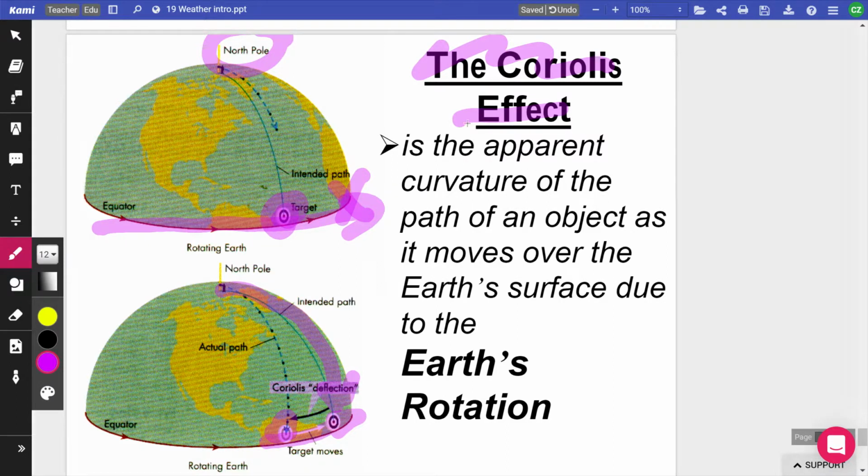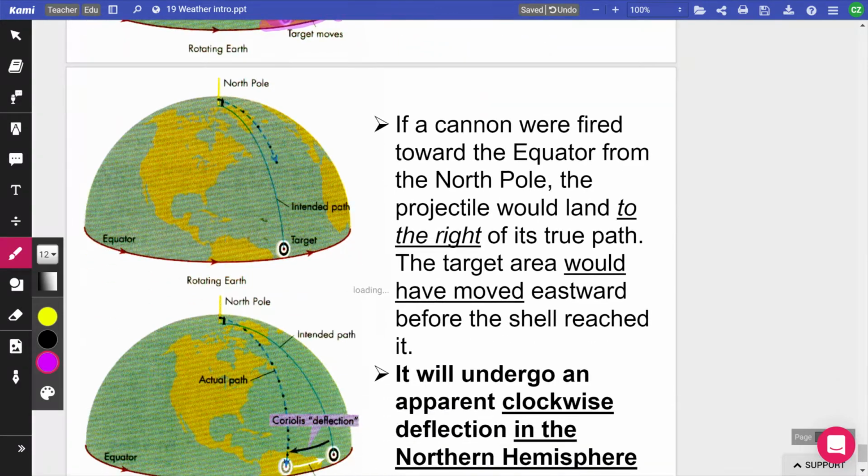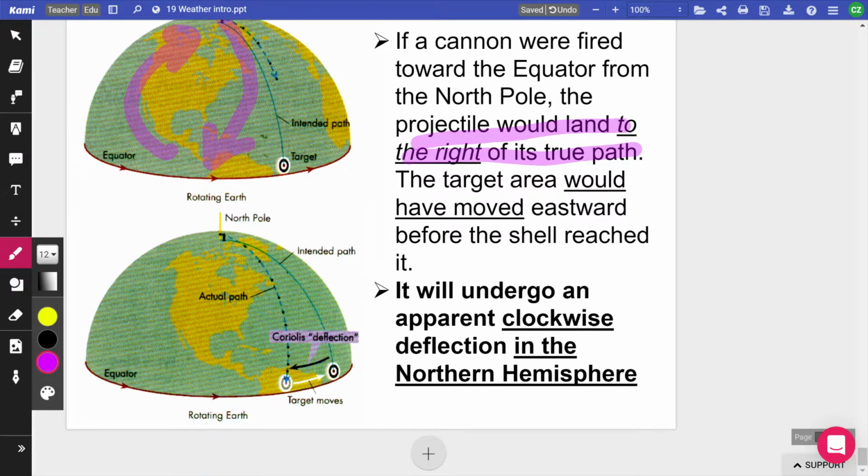So the Coriolis effect definition is the apparent curvature of a path of an object as it moves over the Earth's surface due to Earth's rotation. And we're going to have a video on this as well, right? So look out for an Ed puzzle. All right, again, this just says if we were to fire a cannon at the equator from the North Pole, the projectile would land to the right of its true path. What that means is everything in the northern hemisphere rotates to the right. To the right, okay? It depends on where you're firing it from. Right? This gives us an apparent clockwise deflection.